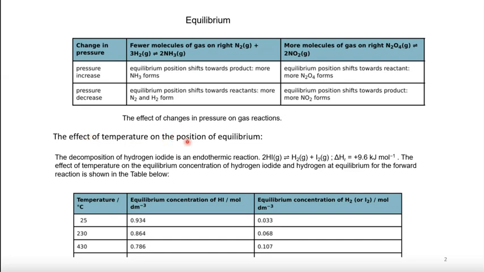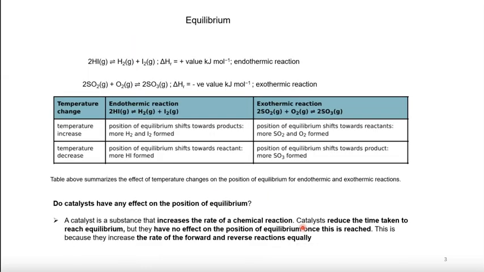Effect of temperature on the position of equilibrium. If we take a reaction like this, hydrogen iodide forming hydrogen gas and iodine gas, which is an endothermic reaction, we see that if we increase the temperature, the equilibrium concentration of hydrogen iodide decreases, and the equilibrium concentration of hydrogen and iodine gas increases.